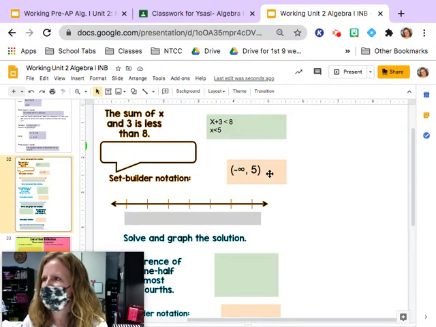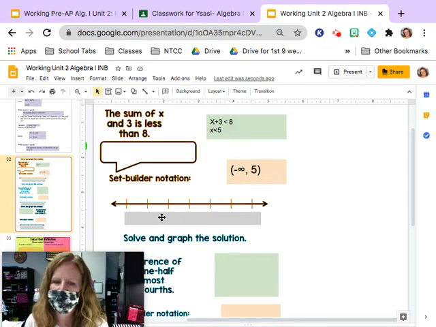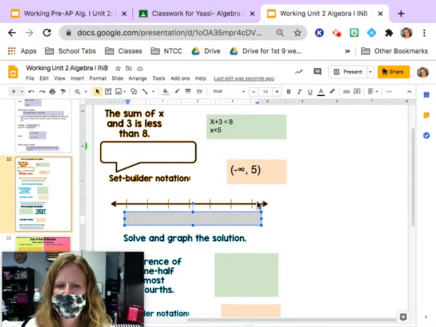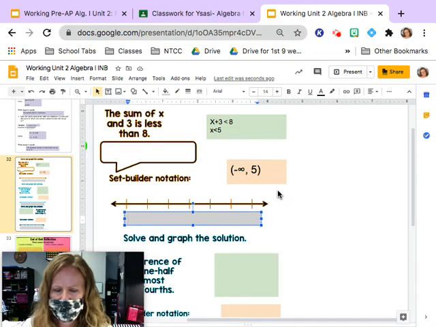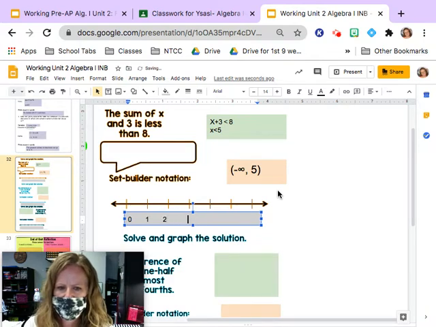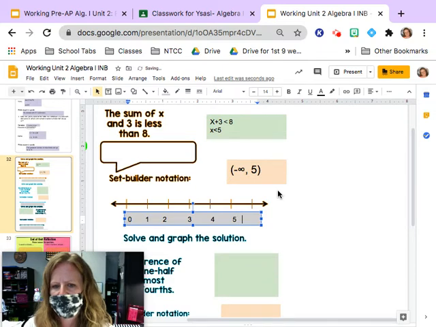So from negative infinity to 5, we're not doing set builder notation. We're just going to do the interval. Let's put some numbers here. So I could put 0, 1, 2, 3, 4, 5, 6.